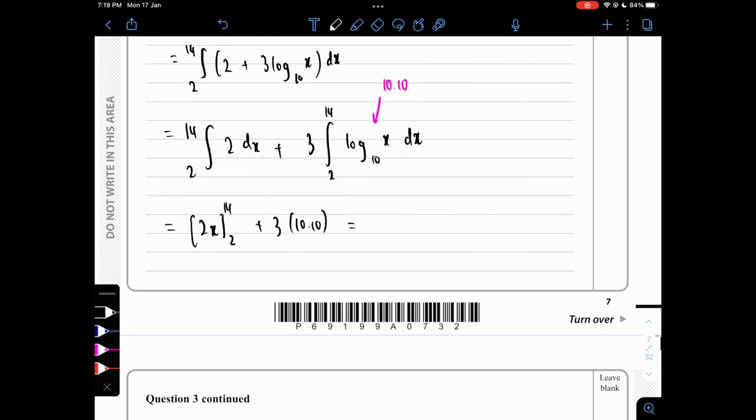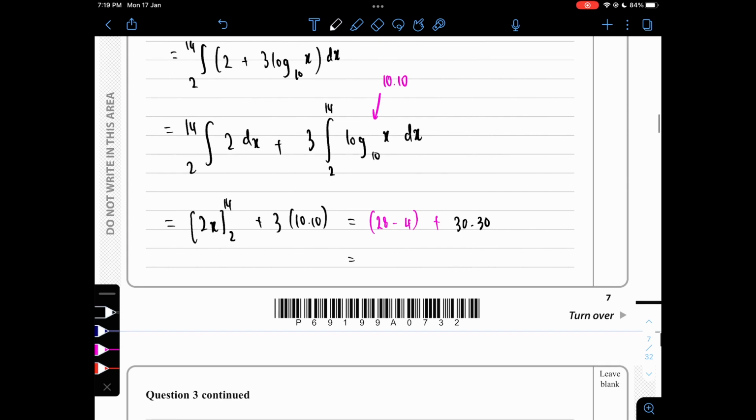So this would be 2 times 14, which is 28, minus 2 times 2, which is 4, plus 30. This would just be 28 minus 4 plus 30. So 28 minus 4 plus 30 is 54. That is the final answer.